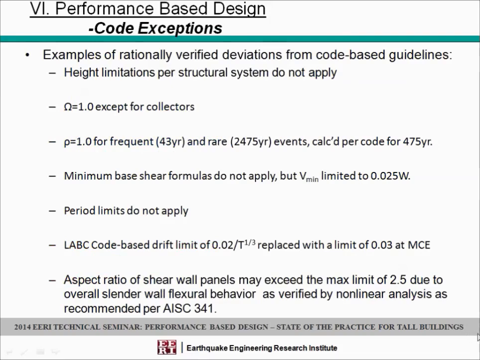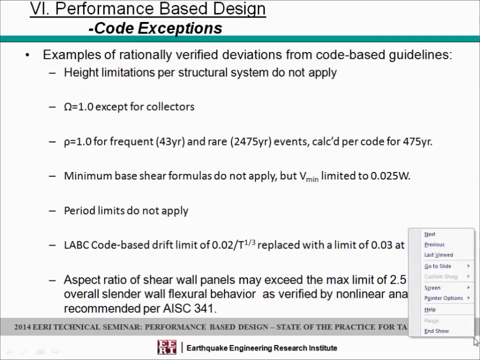Examples of rationally verified deviations from code. And you've heard about the phi factors. The omega factor, except for collectors. The height limit, the first thing was the height limit that we were allowed to build this for. Per structural system do not apply. The phi factor for the frequent 43 event and the 2475 event, however, we calculated the true phi factor for the 475. On a side note, we did a lot of upper-lower bounding and sensitivity analysis on many issues, on many components also, as part of the concerns being kind of the first of its kind system and configuration.